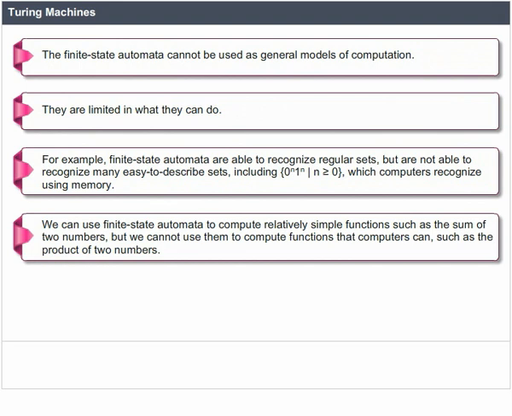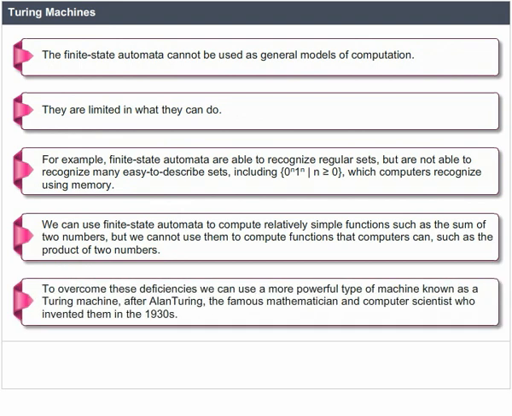To overcome these deficiencies, we can use a more powerful type of machine known as a Turing machine, after Alan Turing, the famous mathematician and computer scientist who invented them in the 1930s.